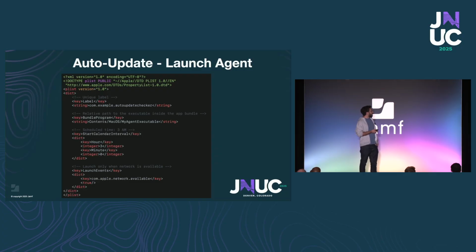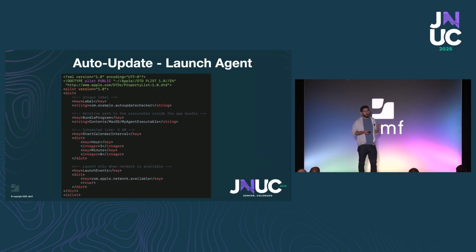So this is how the LaunchAgent would look like. This is similar to the plist that we saw before. The change here is that we are using the cron mechanism. So this runs every day at 3 a.m., when probably the user doesn't even use the app. And it also only runs when we have the network available.